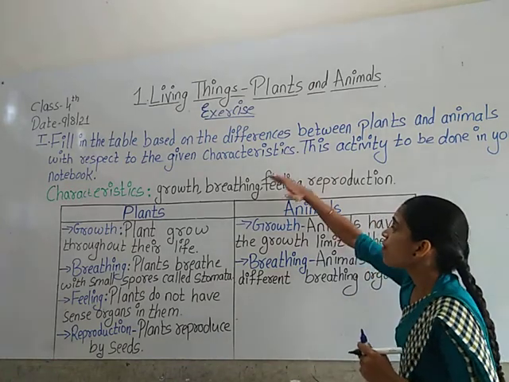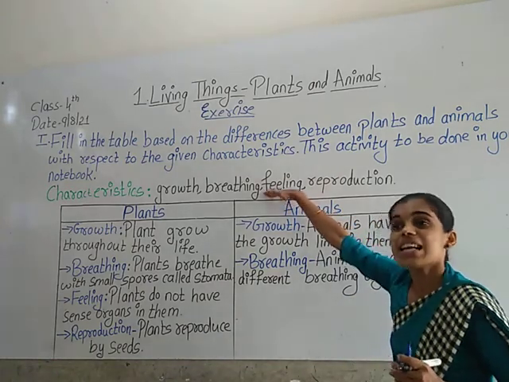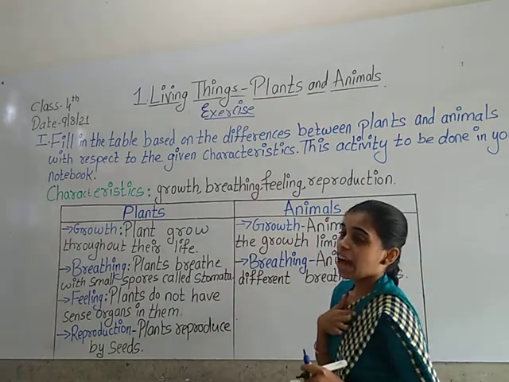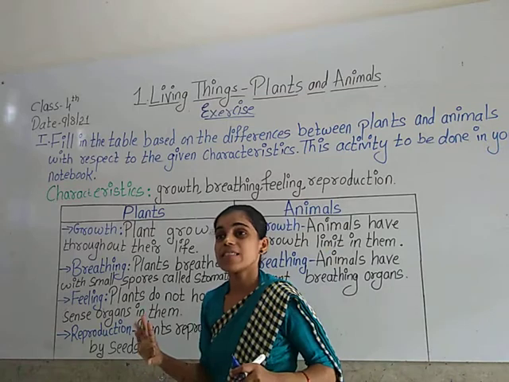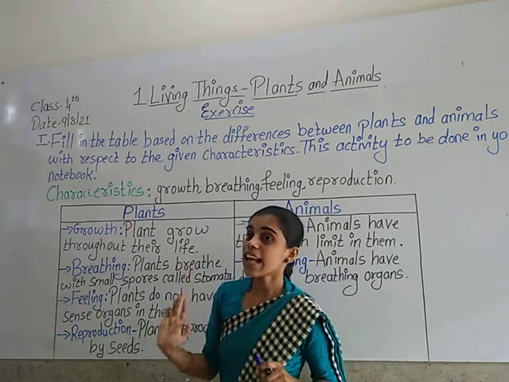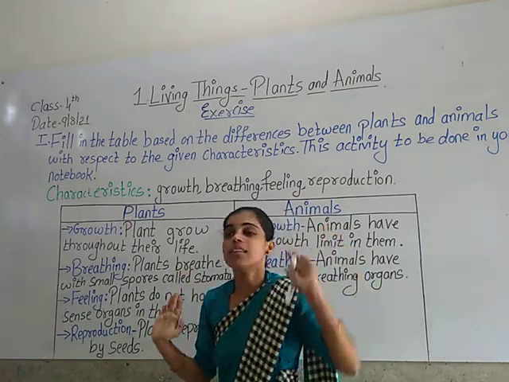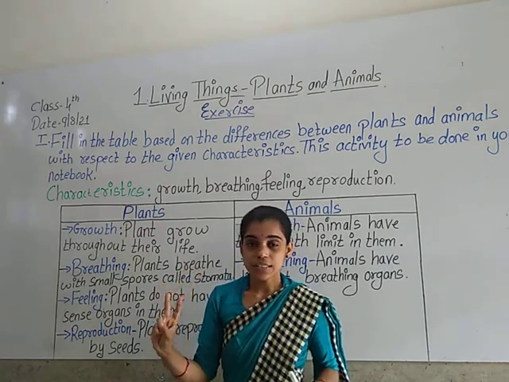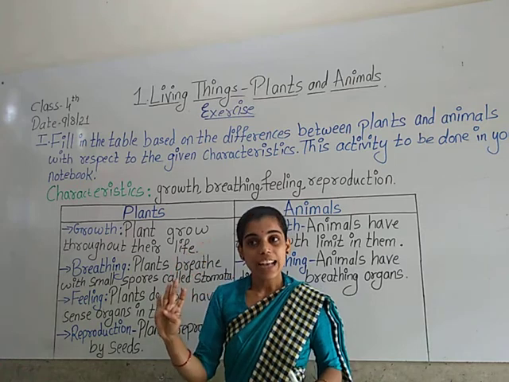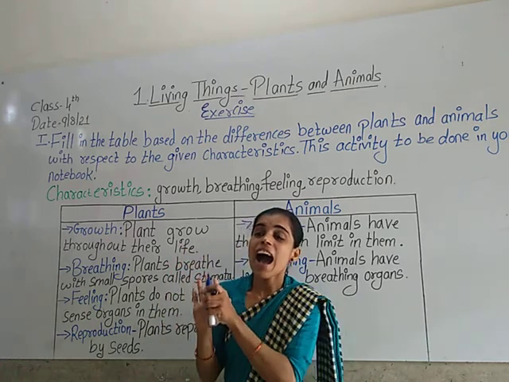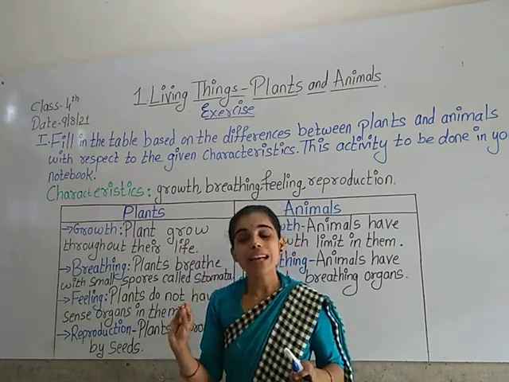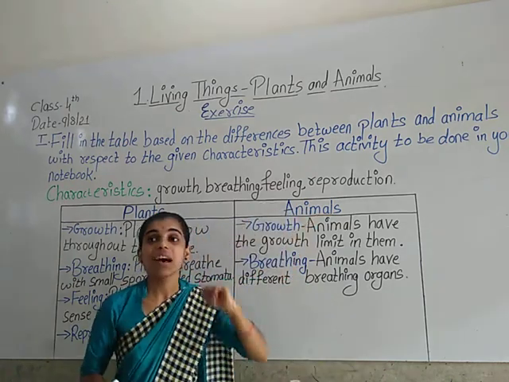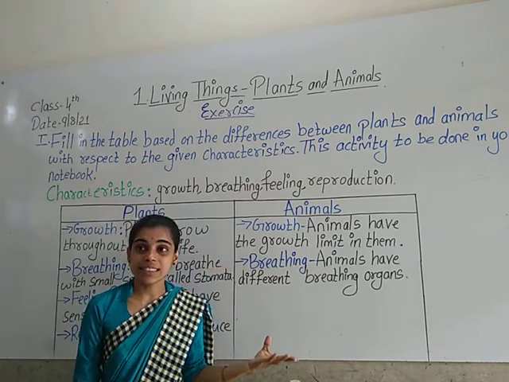Next one is feeling. Feeling means the sense organs. Obviously, we have different sense organs. There are 5 different sense organs in animals. For example, eyes, ear, nose, tongue and skin. These are the 5 common sense organs found in animals, birds, insects.